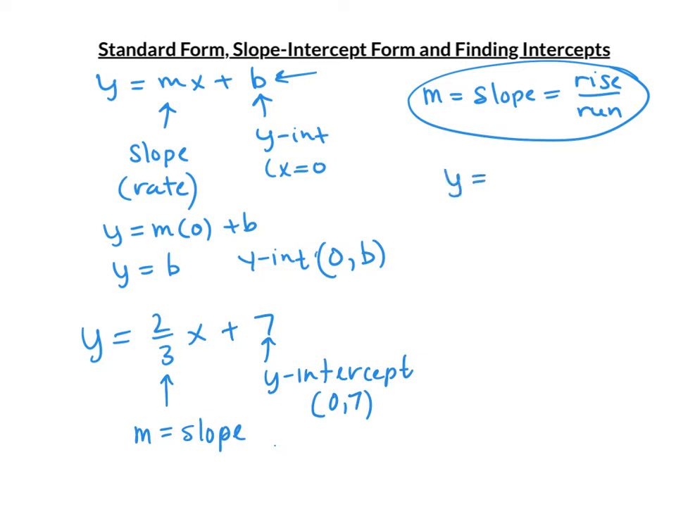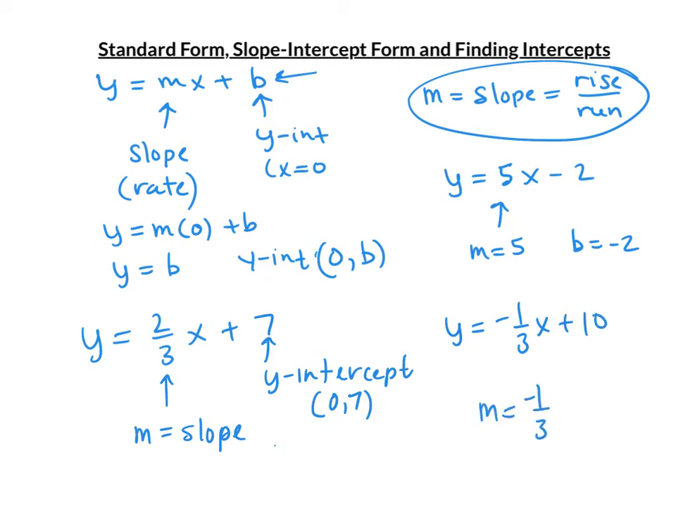So if I give you an equation, y equals 5x minus 2, I know the slope, that's m, is 5, and the y-intercept, that's b, is negative 2. If I give you an equation, y equals negative 1/3 x plus 10, then I know that the slope is negative 1/3, and the intercept is 10.